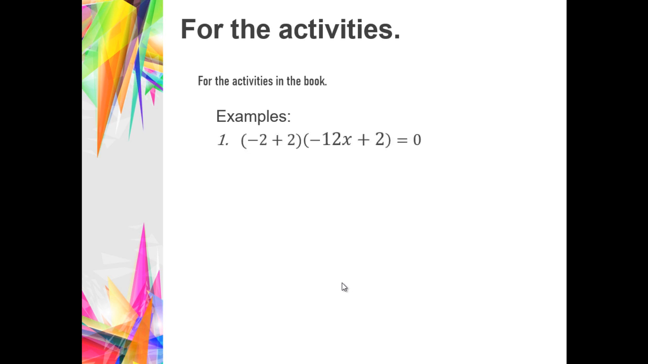So, for example, number 1: negative 2 plus 2 times negative 12x plus 2 equals 0. Take note that it is equal to 0, because here we have negative 2 plus 2. This is the inverse: positive and negative of itself. Then it is multiplied, and anything times 0 is 0. So you can answer inverse property. That's correct. But if you answer zero factor property, that's also correct.